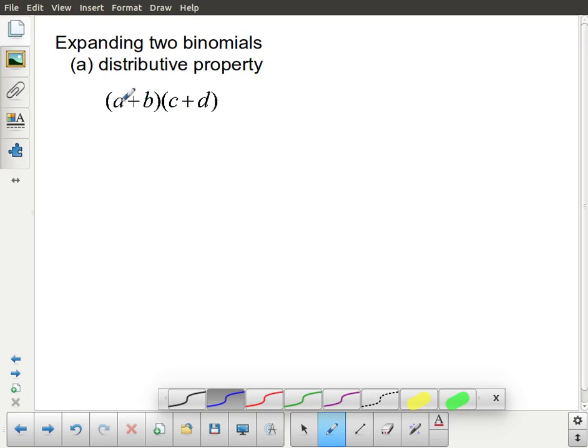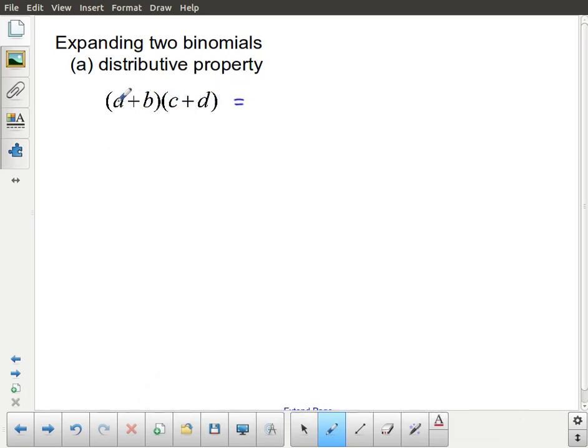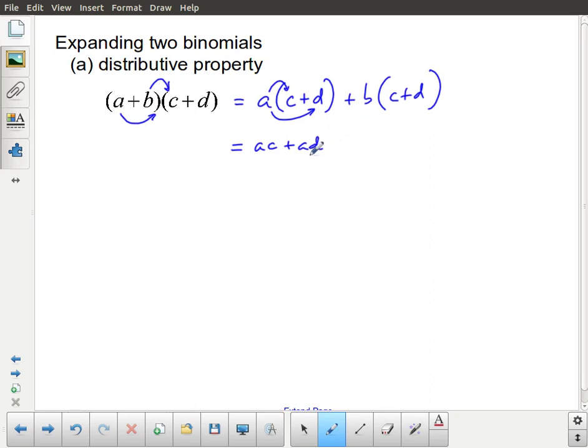And what that means is A plus B times C plus D is the same thing as A times this entire bracket plus B times this entire bracket. So what I've done is I've multiplied A into the bracket and B into the bracket. So I've separated these out. And now that I'm at this point, I can expand this, because now I take A multiplied by C and A multiplied by D. So that's A times C plus A times D. And then I take B multiplied by C and B multiplied by D. So that's going to be B times C plus B times D. And this is known as the distributive property.